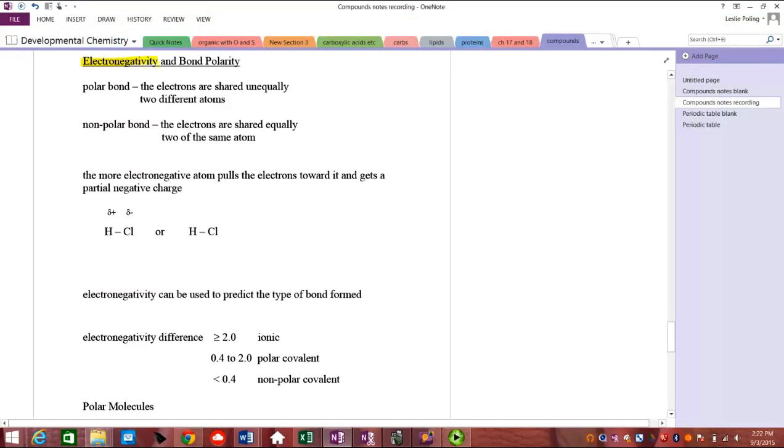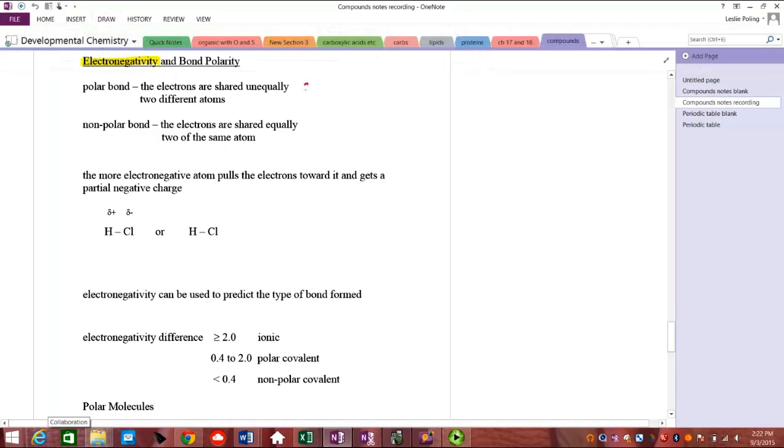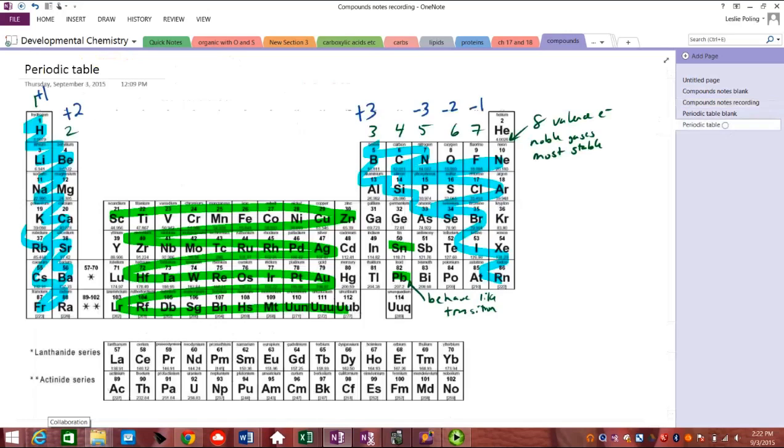Now, electronegativity is going to determine if our bond is nonpolar, so the electrons are shared equally, or polar, where the electrons are shared unequally. This is very common, that they share electrons, but unequally. The more electronegative atom pulls the electrons towards it.